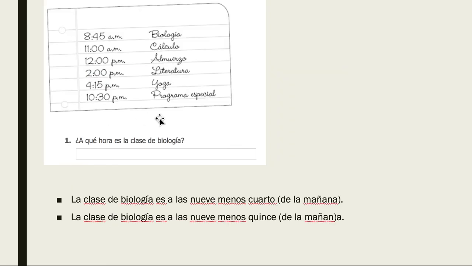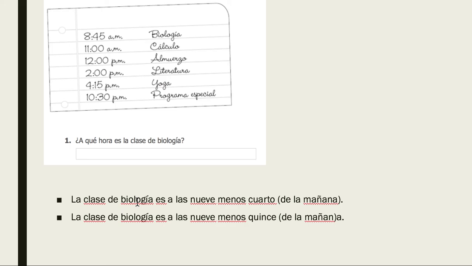For the next homework assignment, what you have to do is answer at what time this person's classes are at. So with the first one, ¿A qué hora es la clase de biología? At what time is this person's biology class? You can see here it's at 8:45 a.m.